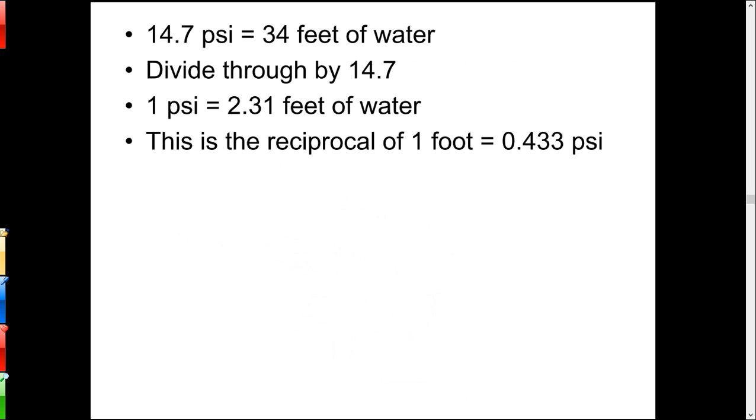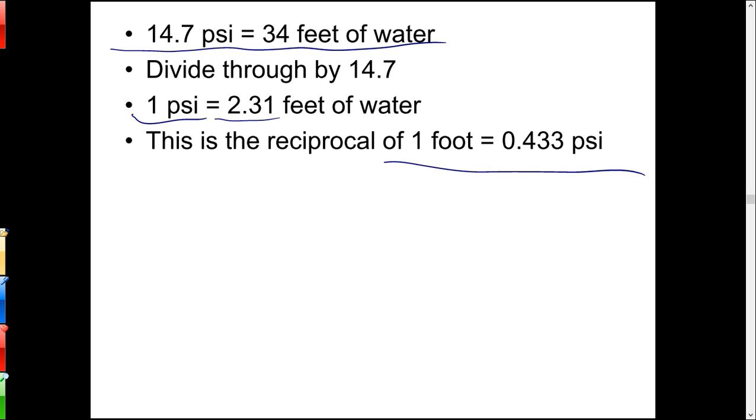So what we've got here is a number of equivalencies, things that are the same. We just found out that 14.7 psi is equivalent to 34 feet of water. If we divide that through by 14.7, we'll see that 1 psi is 2.31 feet of water. We also earlier developed that 1 foot is 0.433 psi. These are just reciprocals of one another.